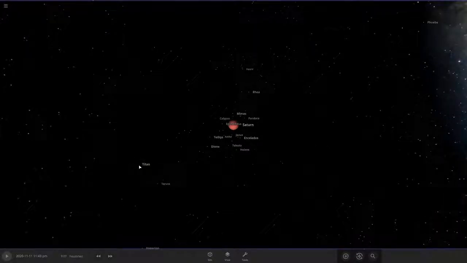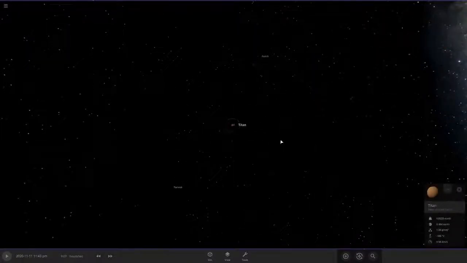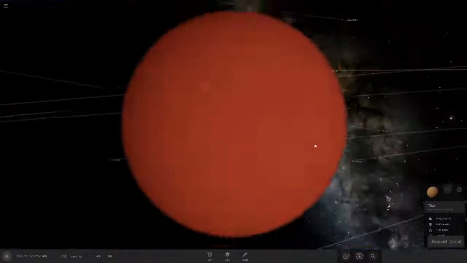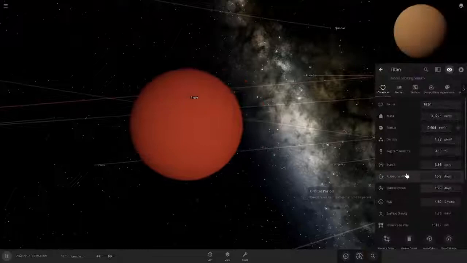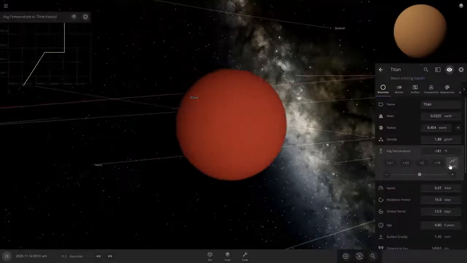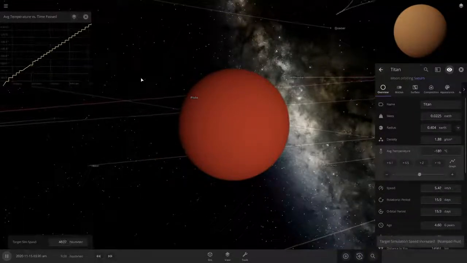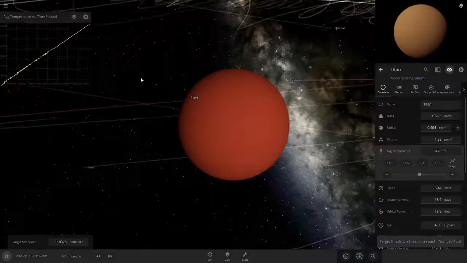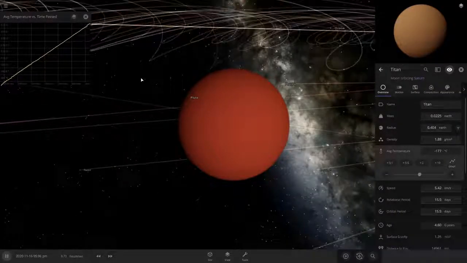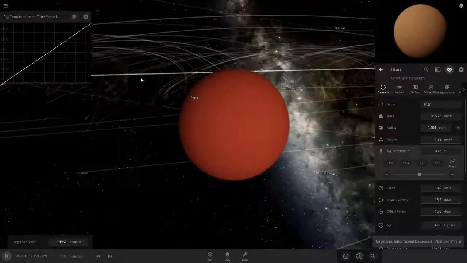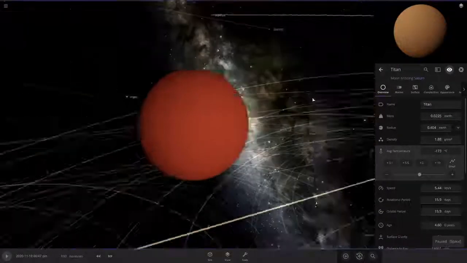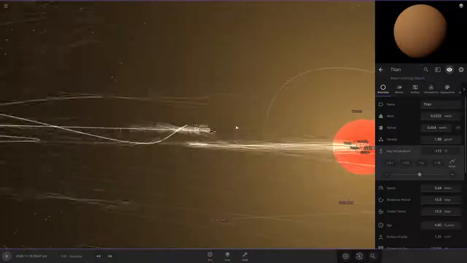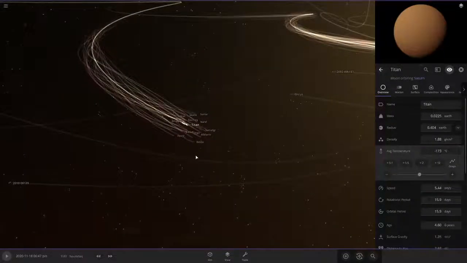There's Titan. So Titan should still be habitable for humans. Unless... Yeah, let's see. Oh no, we can't really do that. Okay, so we can't fast forward like months and months and months. So Titan, I believe, should still have at least some sort of habitability due to the density of its atmosphere.